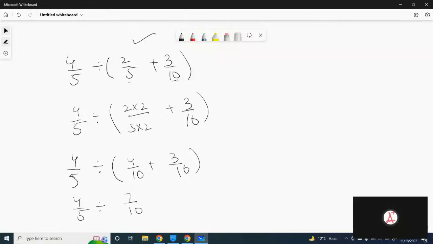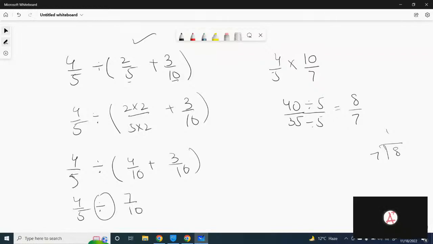Got it? Okay, now you again have a division sign. Convert that division sign to multiplication and take the reciprocal of the term right after the division sign. It would be 10 over 7. Just multiply them. It would be 4 times 10 is 40 and 5 times 7 is 35. We have a common number that can divide both numerator and denominator. It would be 5. Just divide them by 5. 40 divided by 5 is 8 and 35 divided by 5 is 7. Just divide them. It would be 1 whole 1 over 7.